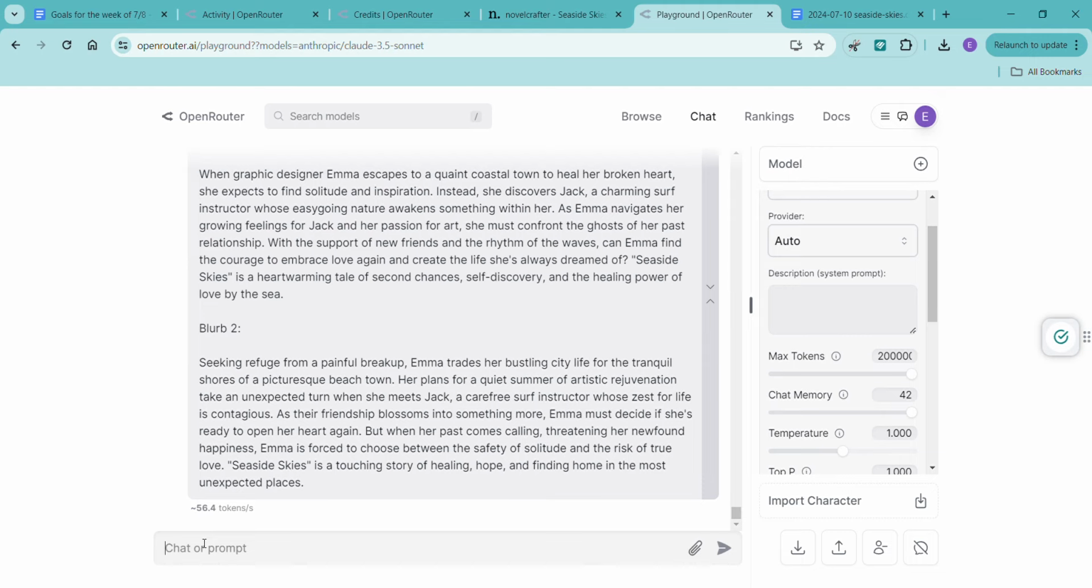Right, both of those are good. They both need edits, obviously, but they're good starting places, especially if you're like me and you don't like writing blurbs.